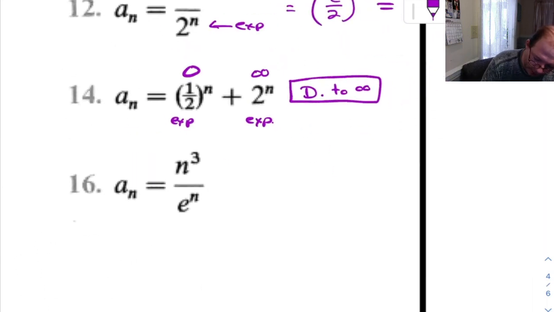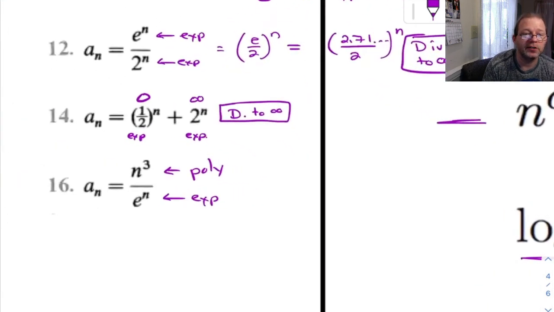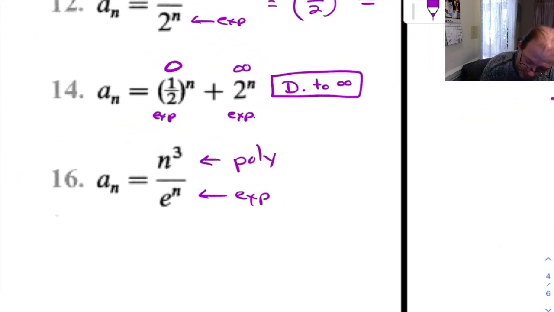Okay, here we've got a polynomial, and down here we've got an exponential. They're both going to grow, but the exponential is going to grow much, much faster. So this is going to converge to 0.